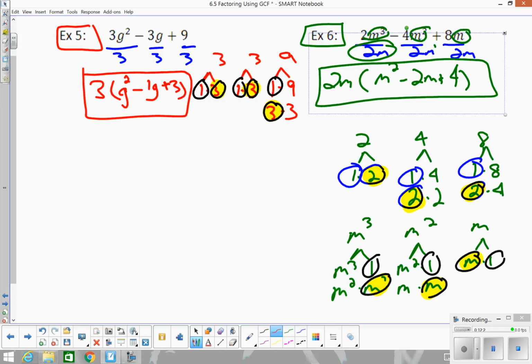Okay, so that concludes the lesson on factoring using the greatest common factor. Just always make sure, look at your parentheses, okay? When you have your final factored form, look at your parentheses. If you could factor the parentheses further, that means you did not take out the greatest common factor.